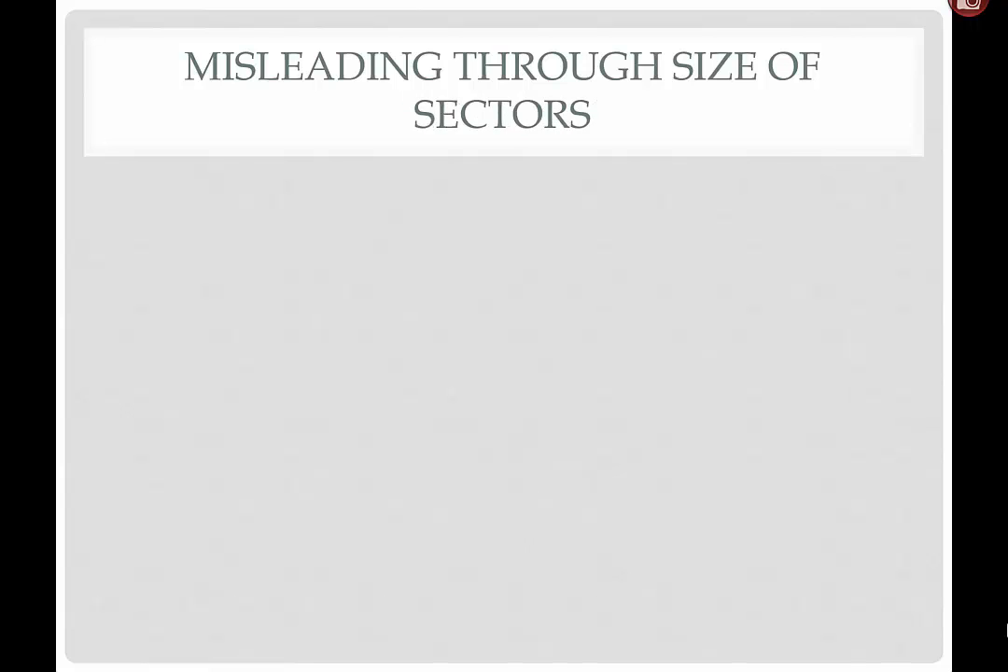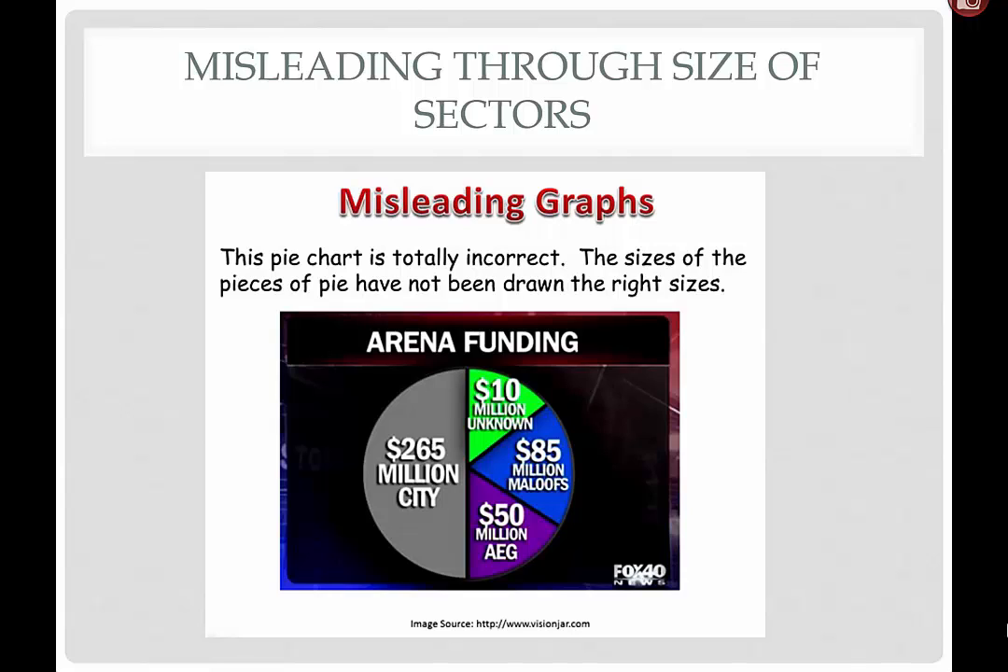All right, another thing that can be misleading is the size of the sectors. You can divide up a pie graph, but if you don't divide it up correctly, then you're going to be misleading with your data. If you look at this pie chart, you can see that it is totally incorrect, because the gray area is 265 million. And if you look at the other side, the green, the purple, and the blue, when you add that together, you get 145 million. And yet it makes it look like the city is half. But the other side is only 145, which is not half. So these sectors are not the right size.